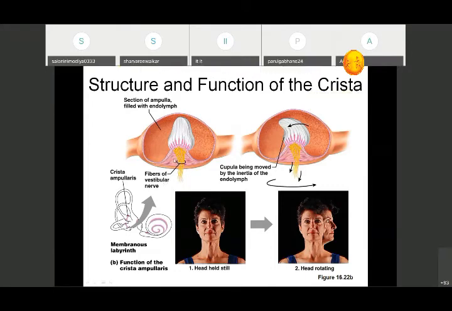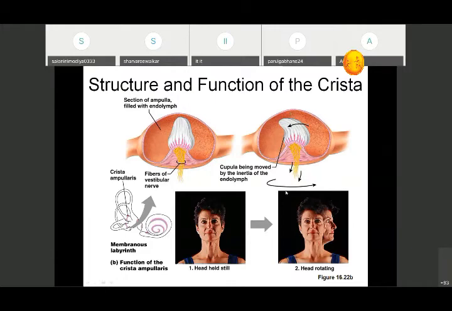Now whenever the head is rotating, or is in a rotation position or angular acceleration, the cupula present in the crista ampullaris will be stimulated due to the fluid surrounding the crista ampullaris. As we all know, there is an endolymphatic fluid present inside the semicircular canal.